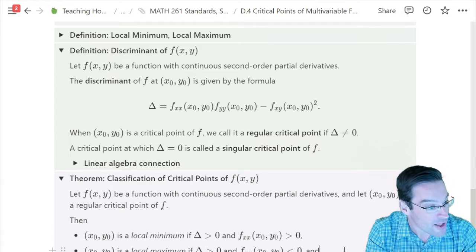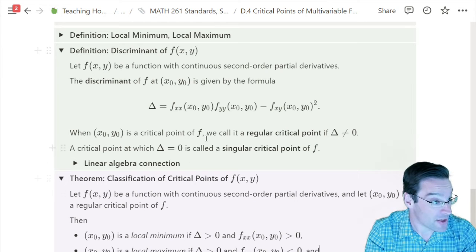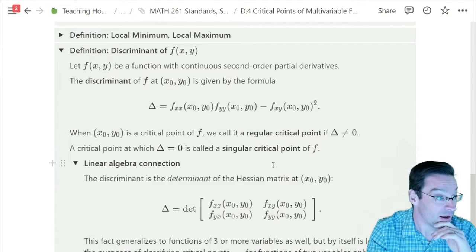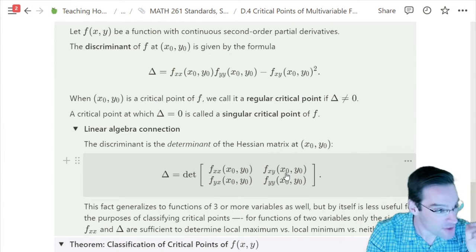So linear algebra is really what powers this classification, and that's where this discriminant comes from. It's just the determinant of the Hessian matrix, which is the second partial derivatives of my function.